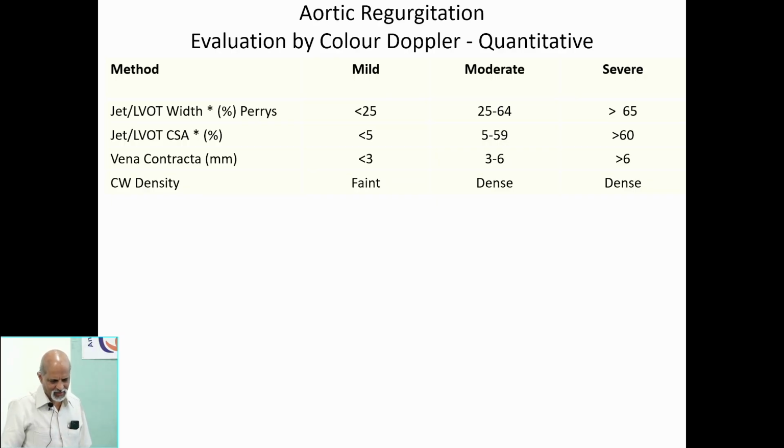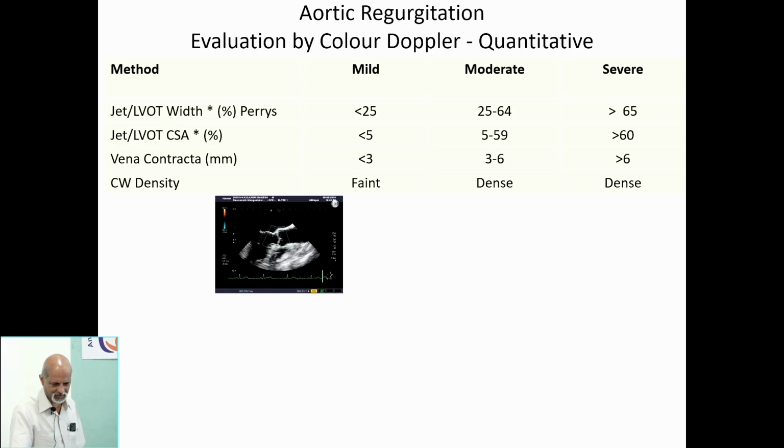So the evaluation by color Doppler or quantitative, what you see is the jet width. That is what is called the Penny's index. Mild is less than 25, moderate is 25 to 64, and severe is 65. And there are some images coming with that. So this is the first one.